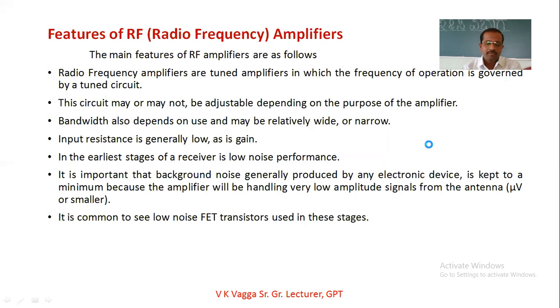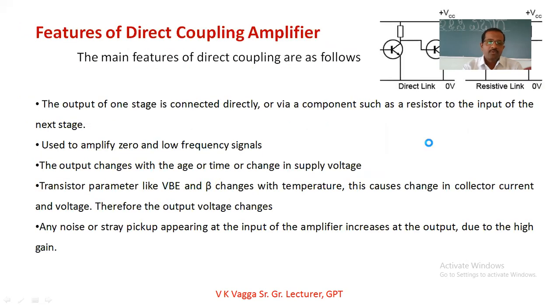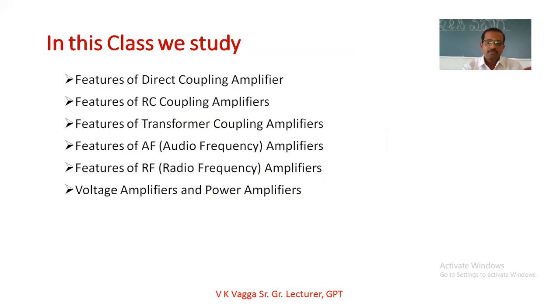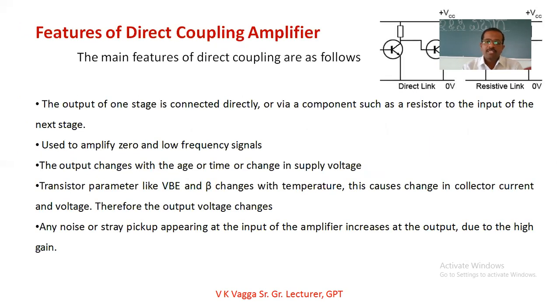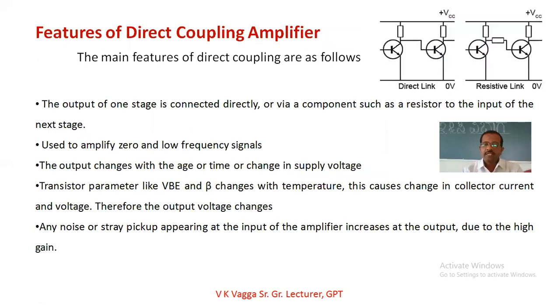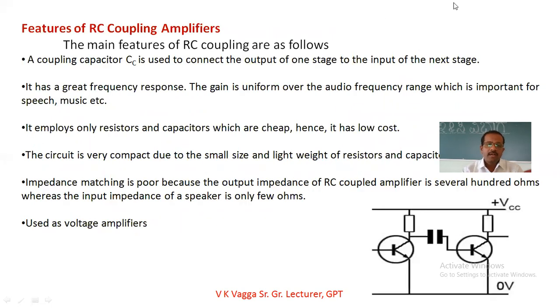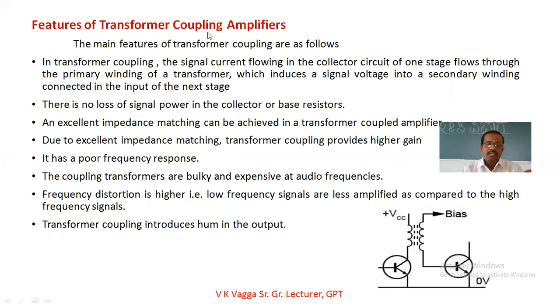So in this class we have studied the features of direct coupling. In this case it is going to make use of only a direct link, or it is going to make use of a resistor. And in the RC coupling, it is going to make use of a coupling capacitor in order to connect from one stage to another stage. If you take the transformer coupling, it is going to make use of a transformer in order to connect from one stage to another stage.